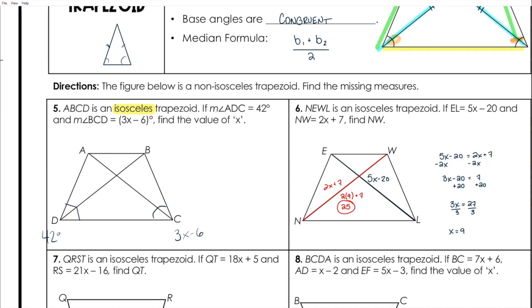Because this is an isosceles trapezoid, our base angles are congruent. So the measure of ADC is equal to the measure of BDC. This is only true for our isosceles trapezoid, so make sure they tell you, hey, that thing is isosceles. Okay, so we substitute what we know.